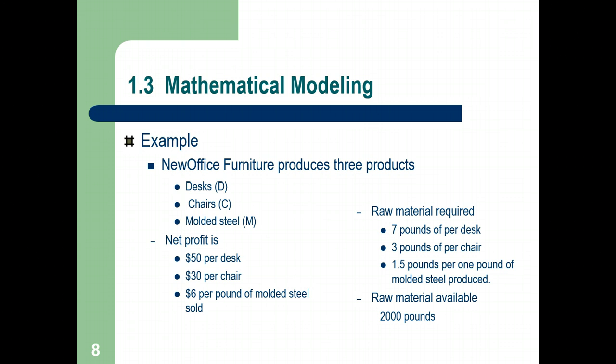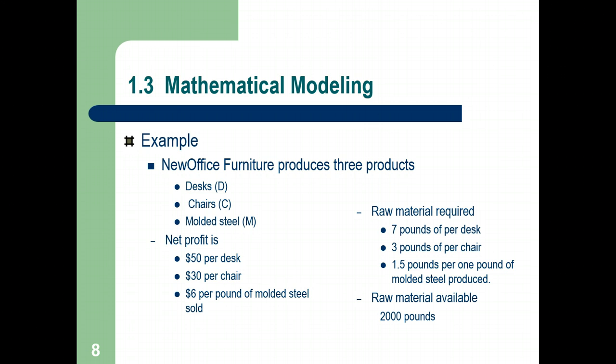Every desk I make, how much do I make? 50. So 50D plus every chair is how much? 30C plus 6M, I think it is, right? 6 pounds of mold, $6 per pound of molded steel. Okay, that's my objective function.